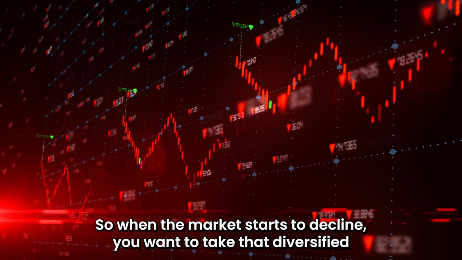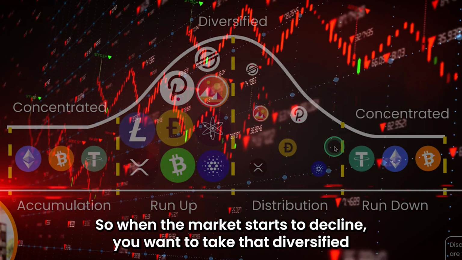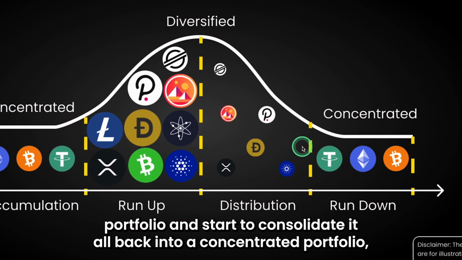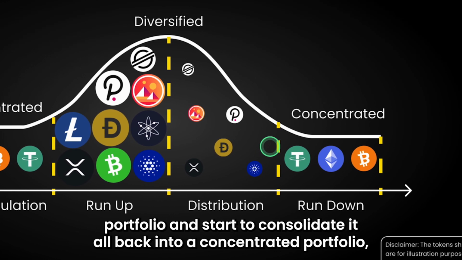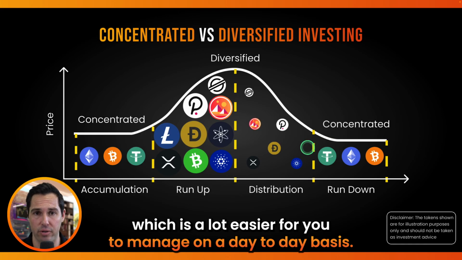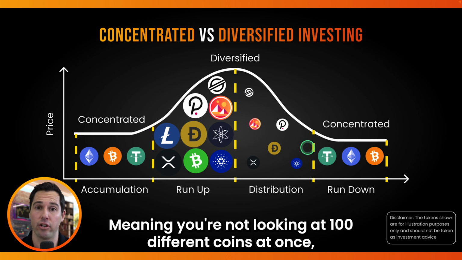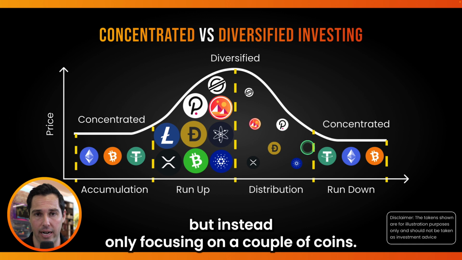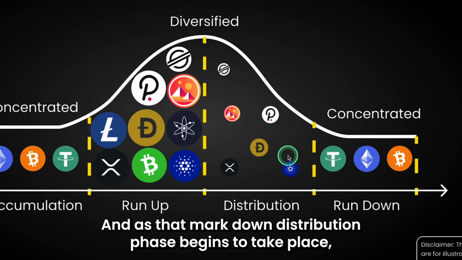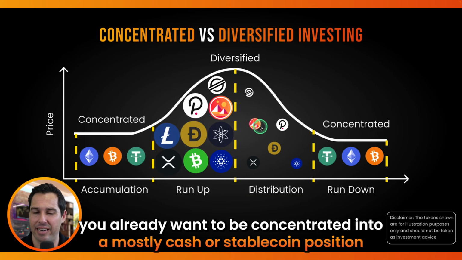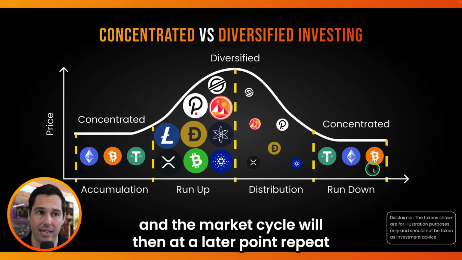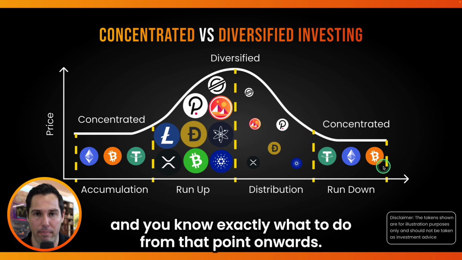So when the market starts to decline, you want to take that diversified portfolio and start to consolidate it all back into a concentrated portfolio, which is a lot easier for you to manage on a day-to-day basis, meaning you're not looking at 100 different coins at once, but instead only focusing on a couple of coins. And as that markdown distribution phase begins to take place, you already want to be concentrated into a mostly cash or stable coin position. And the market cycle will then at a later point repeat, and you know exactly what to do from that point onwards.